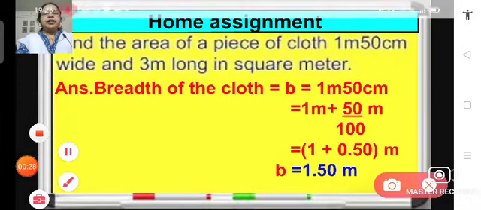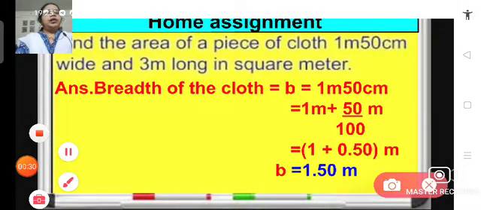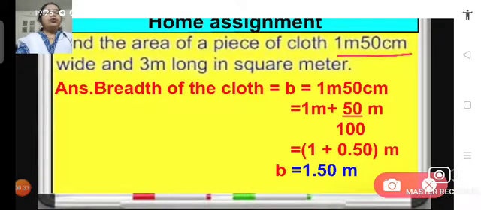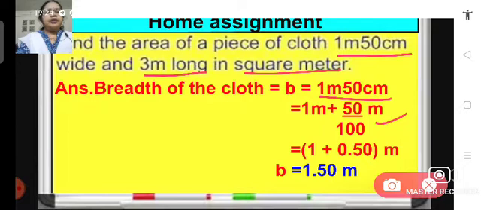So we have a rectangular piece of cloth whose breadth or width is 1 meter 50 centimeter and length is 3 meter. And we have to find its area in square meter. Children, you can see breadth is given as 1 meter 50 centimeters. So what we will do? We will first convert this breadth into meters, isn't it? So 1 meter 50 centimeter can be written as 1 meter plus 50 upon 100 meters, isn't it? Because 50 centimeter is equal to 50 upon 100 meters.